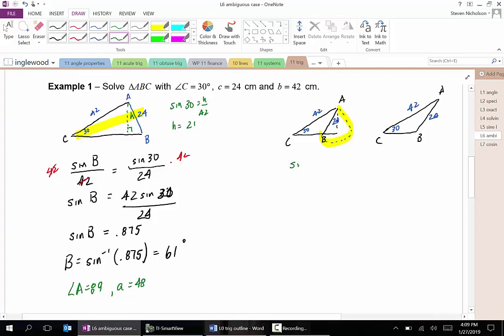If we went ahead and said, okay, I want to figure out angle B. Well, in this one, we'd have the sine of C, which is 30, over the side opposite, which is equal to the sine of B over 42. And in looking at that, look at these two things over here, don't they look exactly the same? And this is the problem. This is the ambiguity. They are exactly the same.